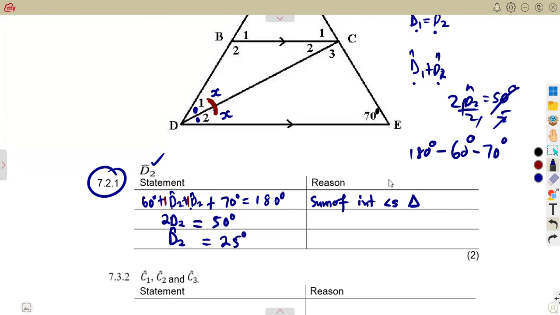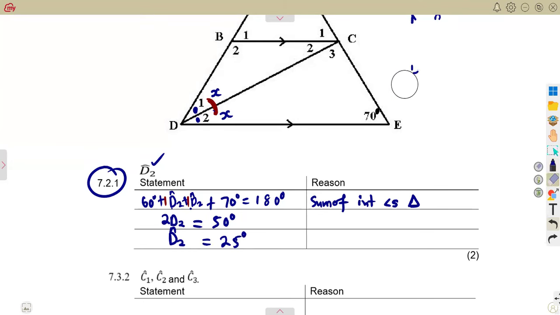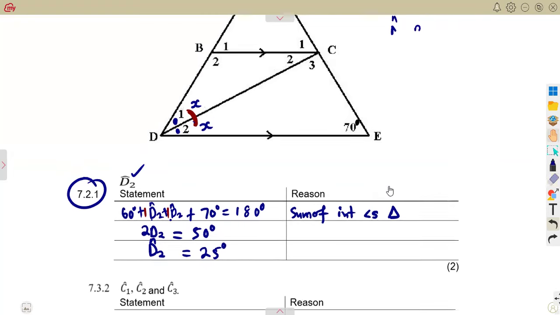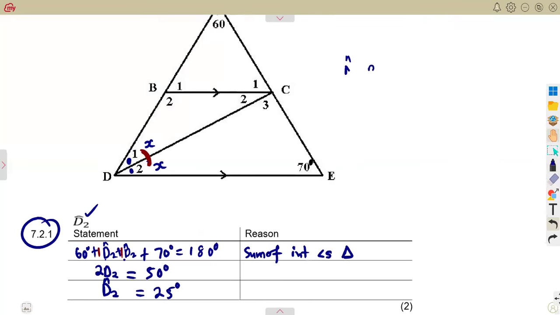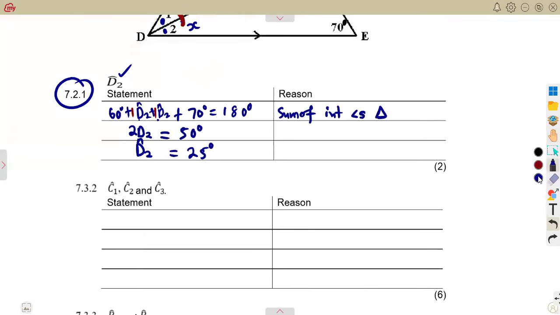There are so many ways that you can actually obtain the same angle, depending on the idea that you are working with, like the geometrical reason behind. You can have that. All right. In this case, we need to consider another question. It was to calculate angle 7.3.2, angle C1, C2, C3.